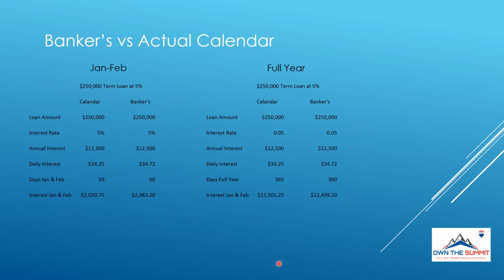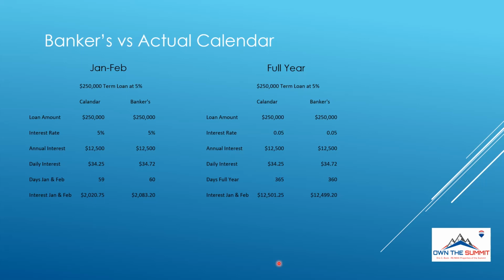And here we have a side-by-side comparison. On the left, looking at the 2 months, everything down through the annual interest is the same, but the daily interest you see is different by some 48 cents. And the days are also different by a day. So we come up with about a $63 difference in interest between the actual calendar and the banker's calendar.